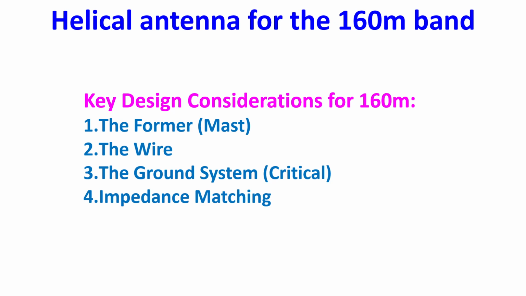Key design considerations for 160 meter. The former, that is the mast: you will need a sturdy RF transparent material. Heavy duty PVC pipe, 2-inch or 3-inch diameter, or a fiberglass mast are the best choices. The larger the diameter of the former, the wider the operational bandwidth will be.